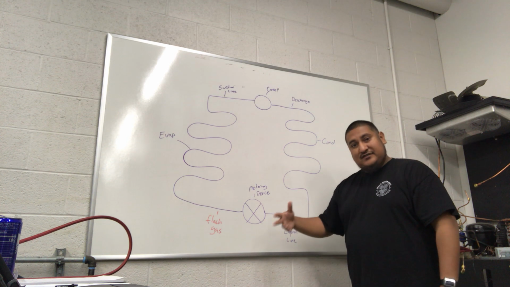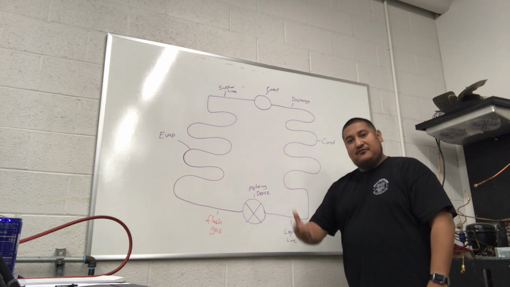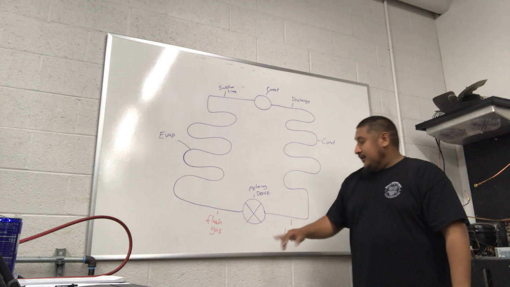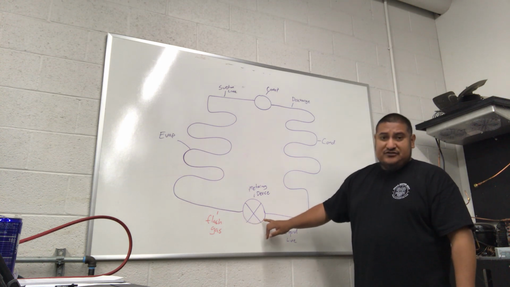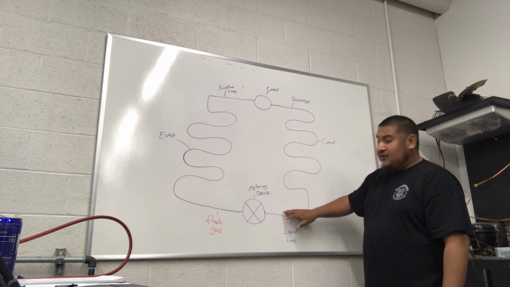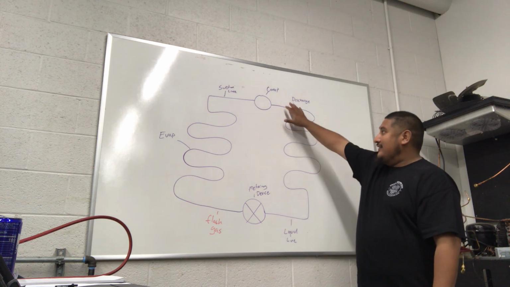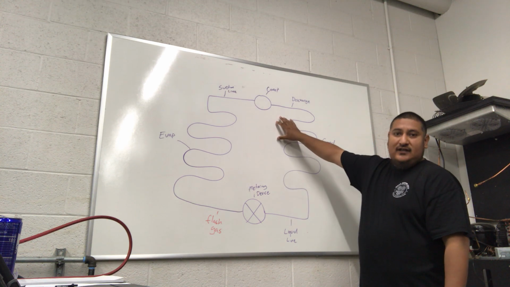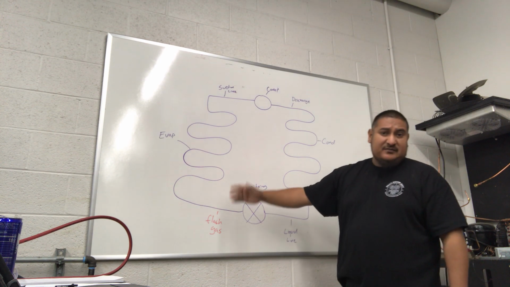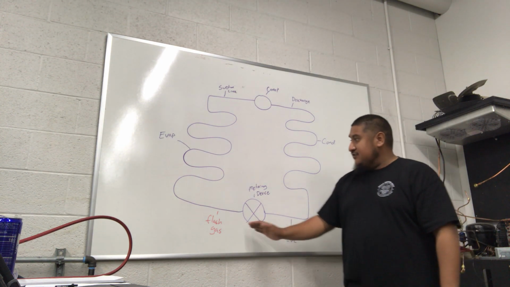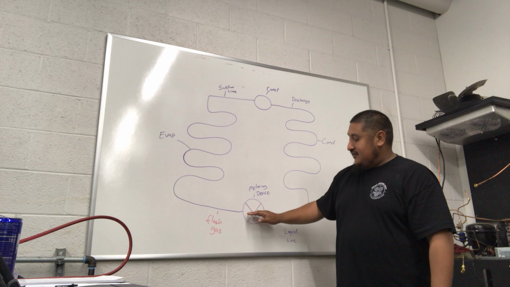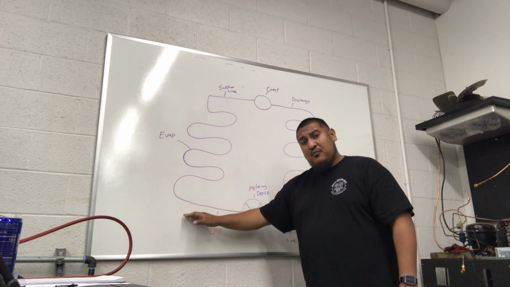Now, the metering device is just like the name implies. It's metering the amount of refrigerant, but it does a little more than that. Not only does it meter the refrigerant, it also creates a change of pressure. On this side, the right side of what I drew, you have a high pressure system. The minute it goes through here and comes out the other end, it becomes a low pressure system, so everything on the left side is low pressure. We feed high pressure liquid into this metering device, and once it comes out, it becomes low pressure.